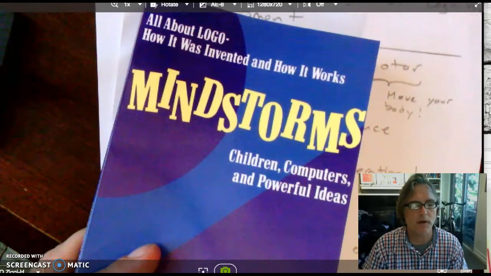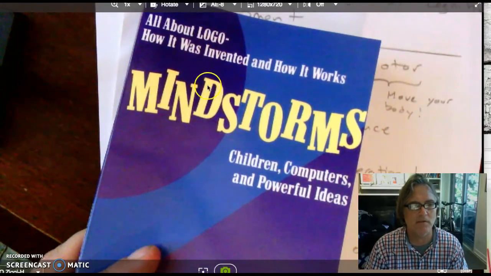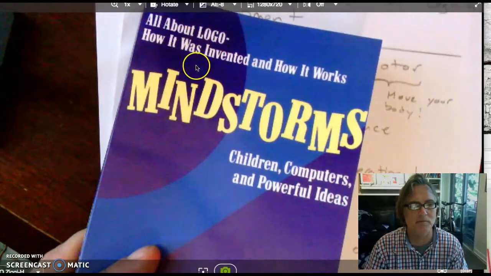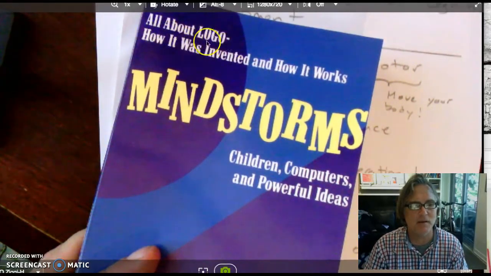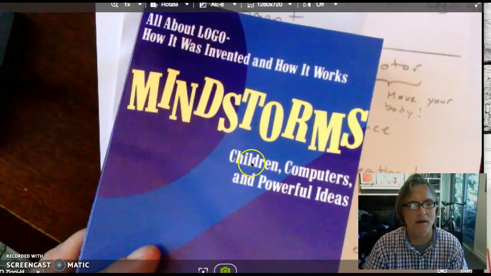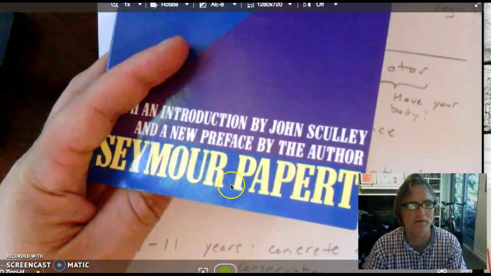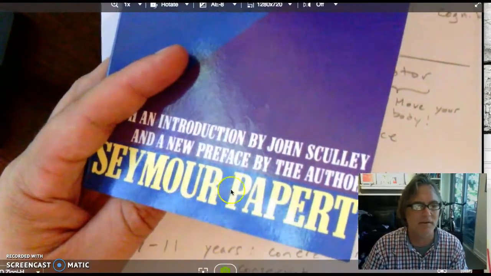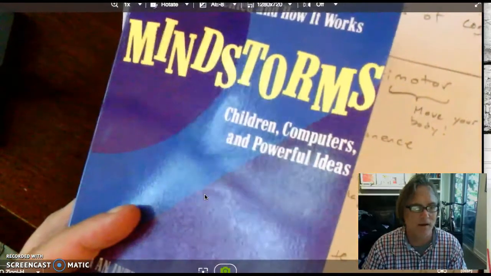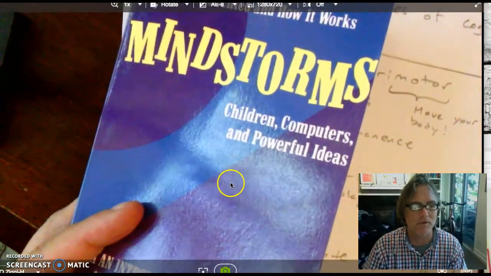Hi there. So before I get started, I want to talk a second about Seymour Papert's book, Mindstorms. It has this subtitle about Logo, how it was invented, and how it works: Mindstorms, Children, Computers, and Powerful Ideas, by Seymour Papert. This is a 1980 book, but it is considered by many to be the Bible of computational thinking.